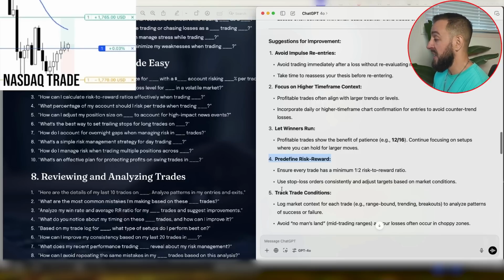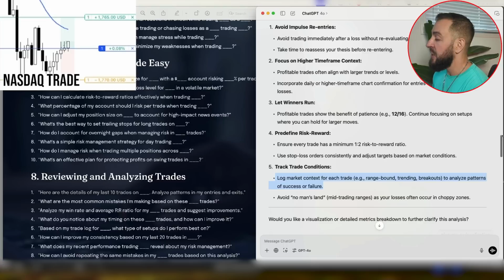Use stop loss orders consistently and adjust your targets based on market conditions. Again, if your strategy says to do that, and then track trade conditions. So this is suggesting that I track what pattern the market's in, like are we in a range or are we trending? And then to try and map that to the different trades, which is a great idea. I actually really like that.